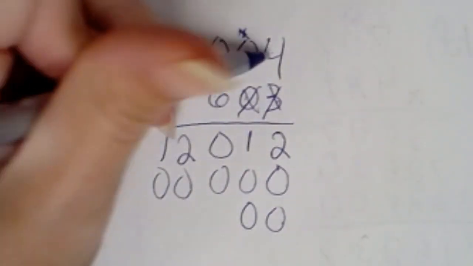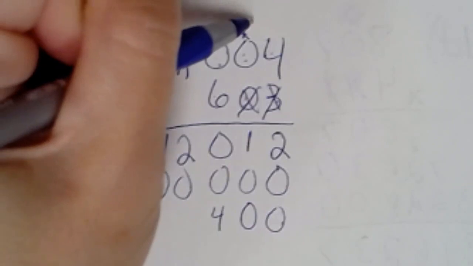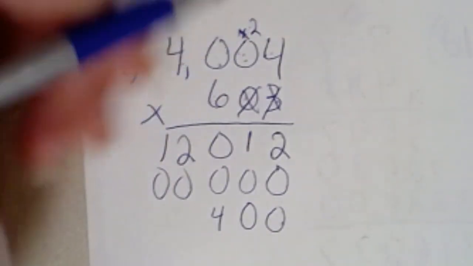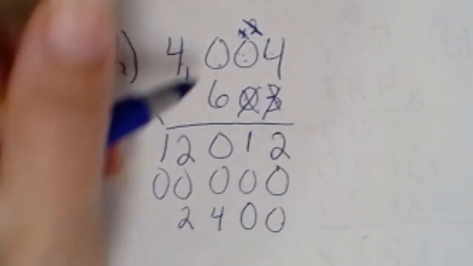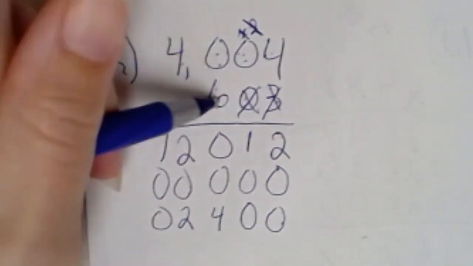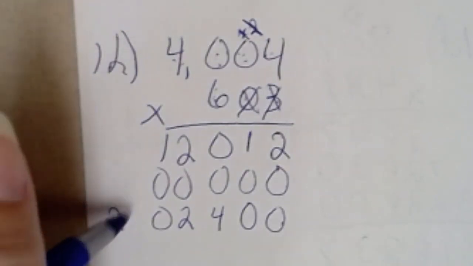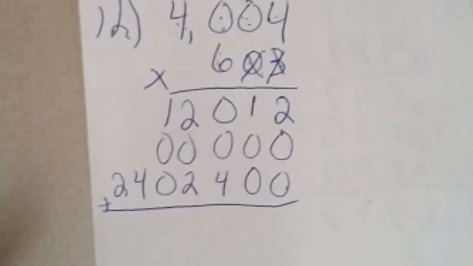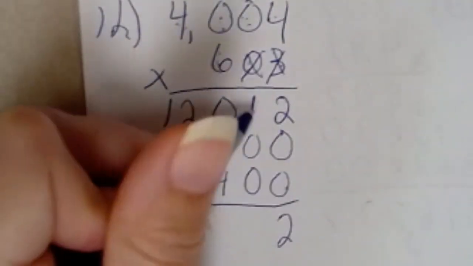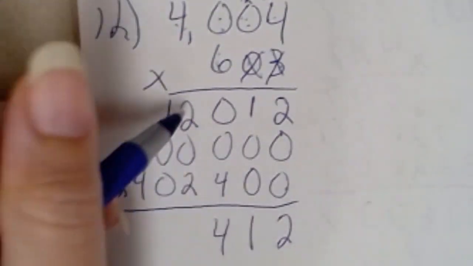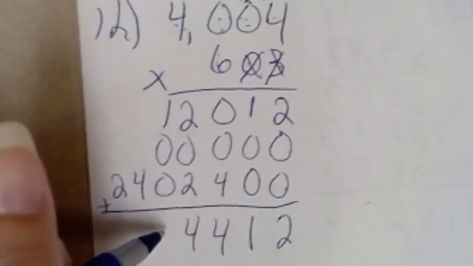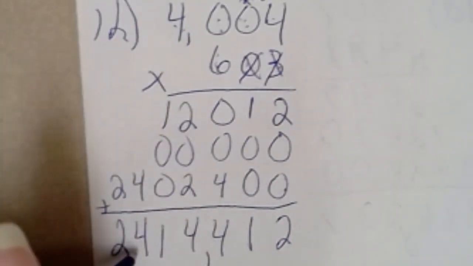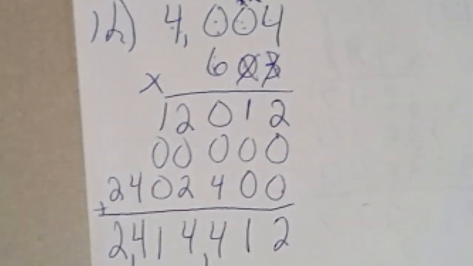6 times 4 is 24. Put down a 4, carry your 2. 6 times 0 is 0, plus 2 more is 2. 6 times 0 is 0, and 6 times 4 is 24. If we add our partial products, this is 2, 1, 4, 4, 1, 4, 2. 2,414,412.